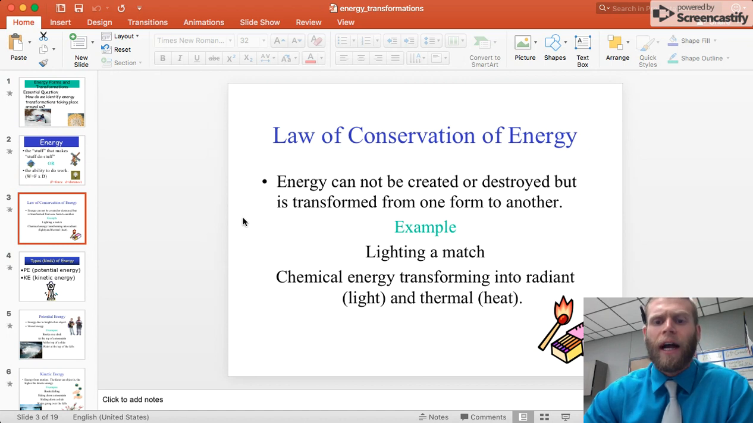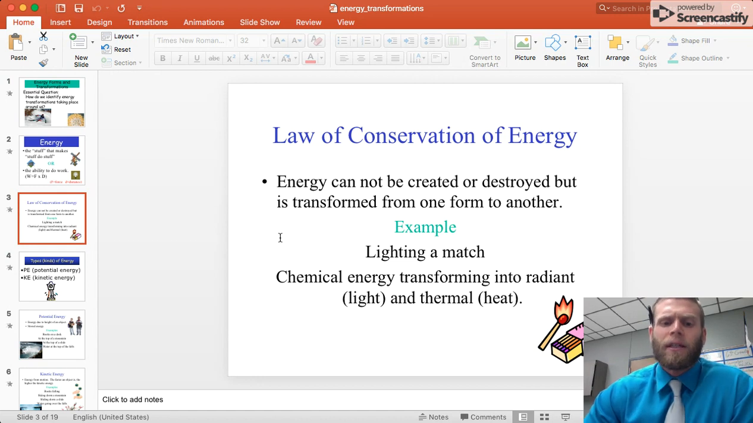So the law of conservation of energy. Make sure this is written down in your notes. This states that energy cannot be created or destroyed, but is transformed, not created. Energy just doesn't come out of nowhere. It's transformed from one form to another.